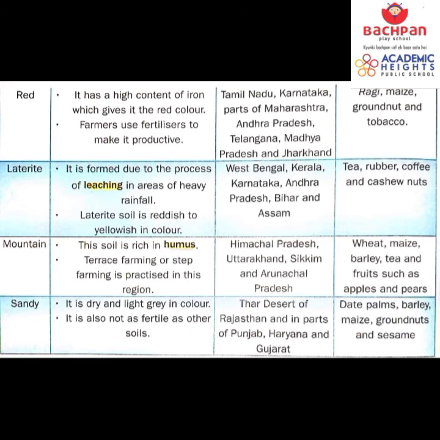Where do we find this? We find it in West Bengal, Kerala, Karnataka, Andhra Pradesh, Bihar and Assam. And what type of crops do we grow? Tea, rubber, coffee and cashew nuts.